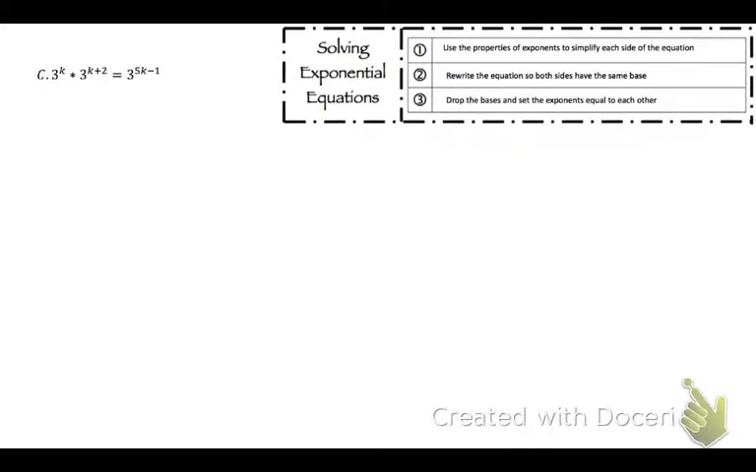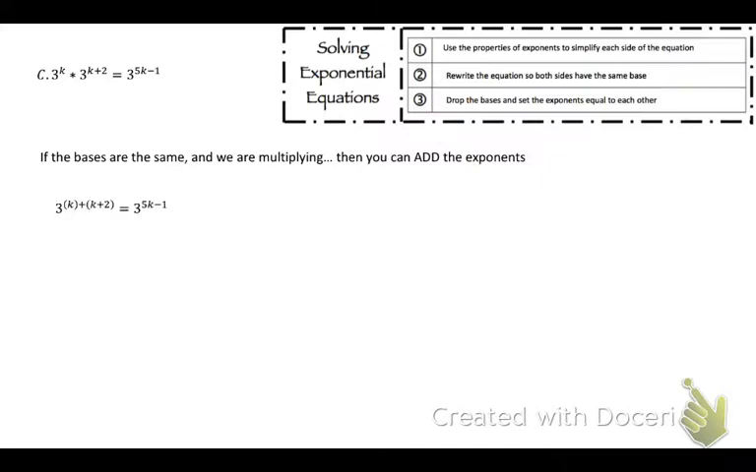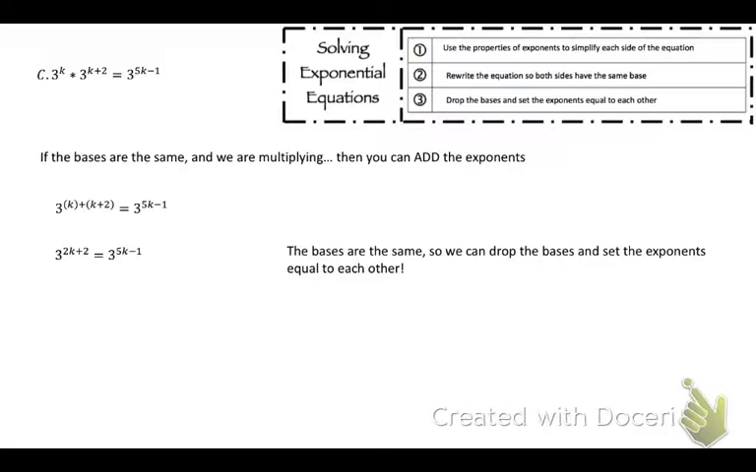each other. Now this one, the bases are all the same, but we have to use the property of exponents to rewrite this. So we're going to have 3 to the k plus 2 equals 3 to the 5k minus 1. So that's 3 to the 2k plus 2 equals 3 to the 5k minus 1. Now we have the same bases. We can drop those bases. You get 2k plus 2 equals 5k minus 1. If you move that 5k over, move the 2 over, you get negative 3k equals negative 3. So k equals 1. Cool?